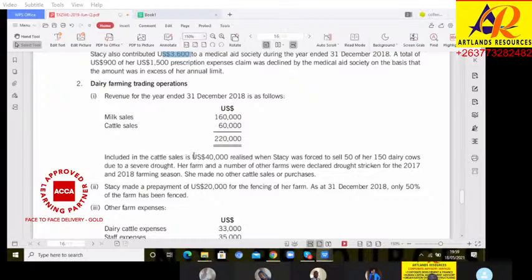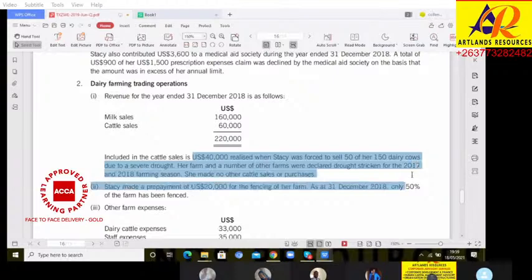Included in cattle sales is 40,000 realized when Stacy was forced to sell 50 of her 150 dairy cows due to severe drought. Her farm and a number of other farms were declared drought stricken for the 2017 and 2018 season.